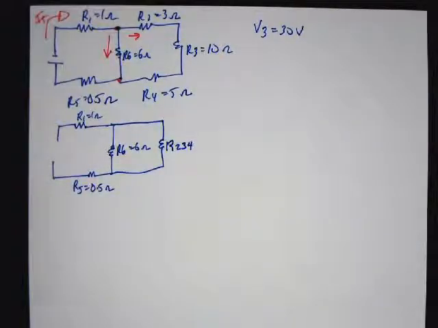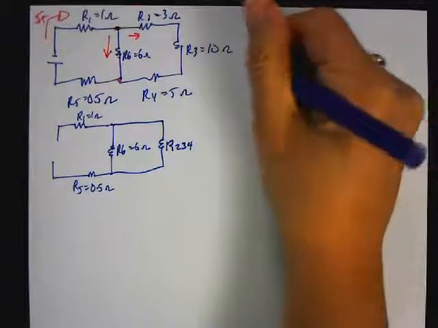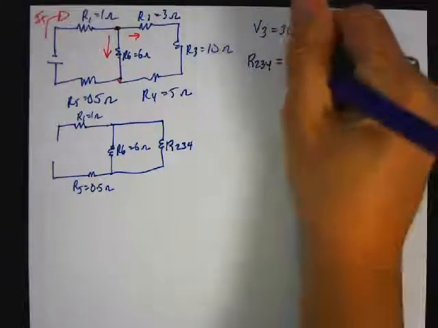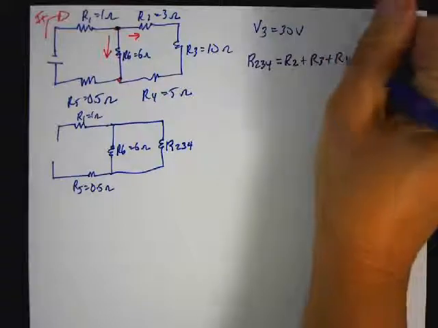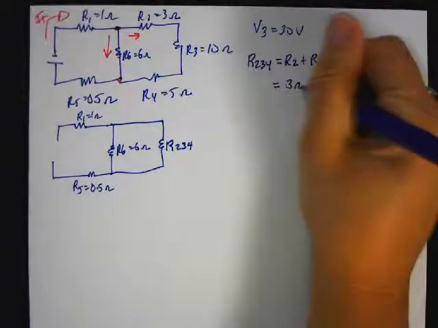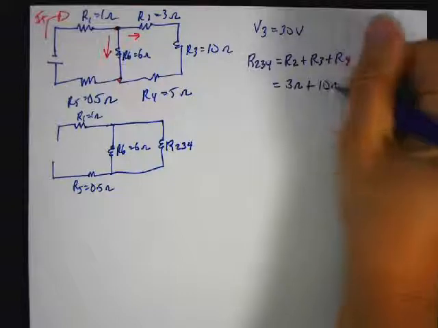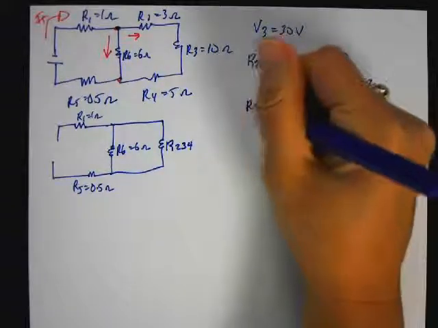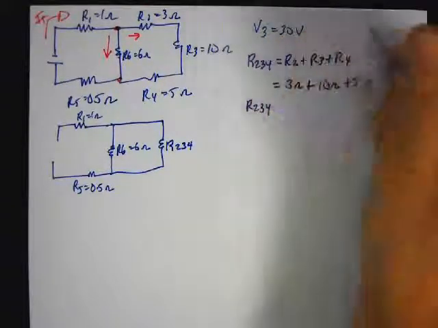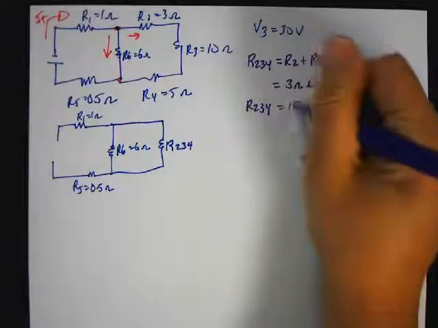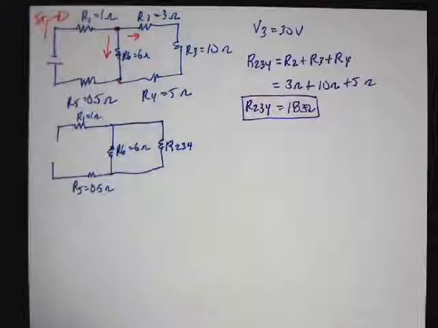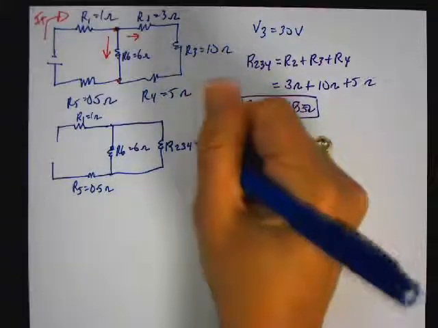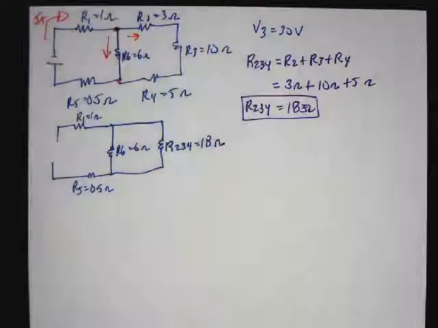Now to find out what R2, 3, 4 is, I add resistors in series. So R234 is equal to R2 plus R3 plus R4. So that's equal to 3 ohms plus 10 ohms plus 5 ohms. So R234 is equal to 18 ohms. So now R234 is an 18 ohm resistor.